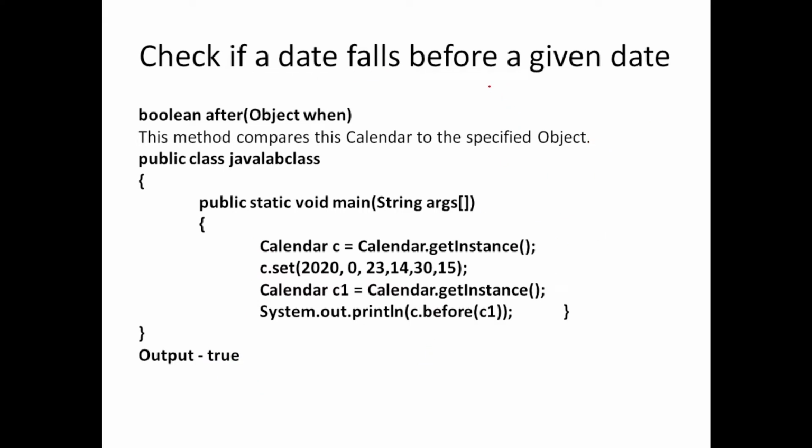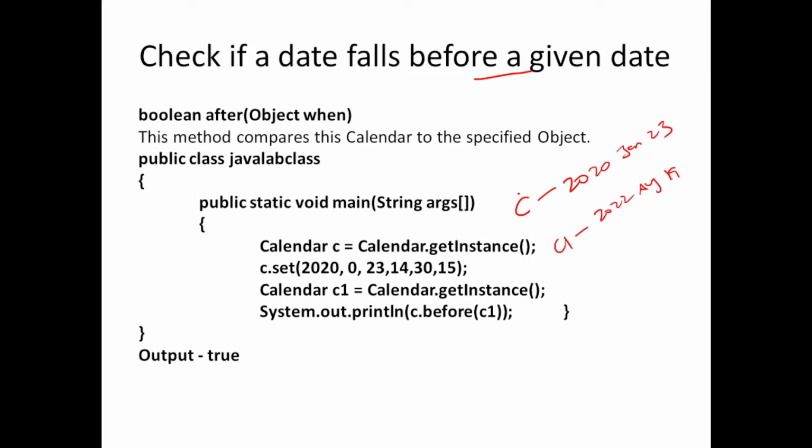You also have the before a given date method. What is the use of this? It's the exact reverse of what we have seen in the previous slide. Say the same thing, you can take, say C represents 2020 Jan 23rd. So this is the date, and C1 is the current date. Let's assume that it's 2022 August 19th.